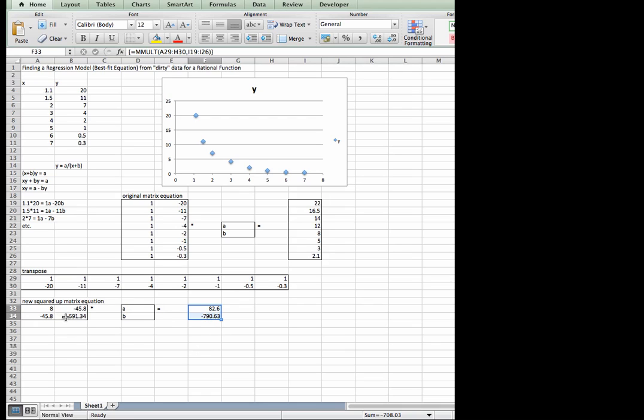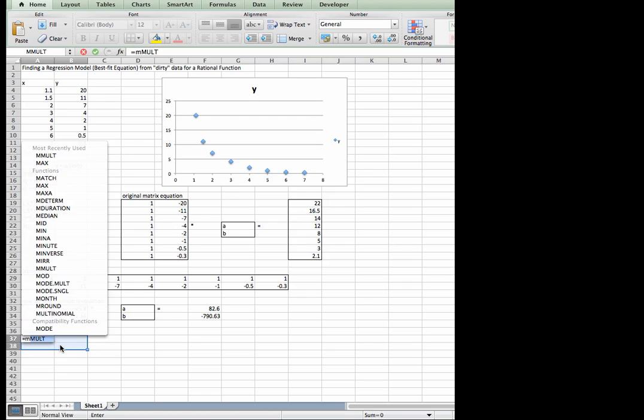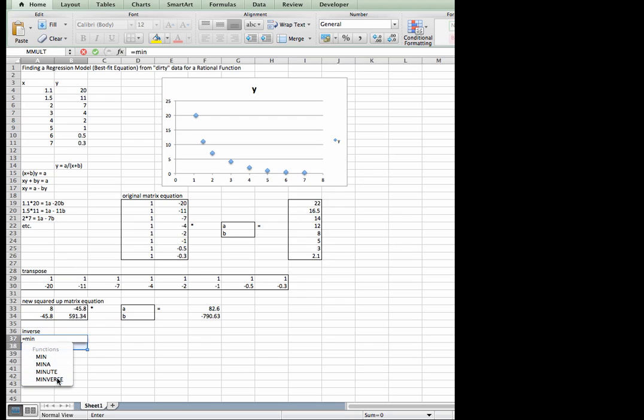All right, now that it's all squared up, we're ready to solve. But before we can do that, we need to find the inverse of this new squared up coefficient matrix. Since it's 2 by 2, the inverse will also be 2 by 2. Equals inverse, the matrix inverse of this coefficient matrix. So we hit Shift Control Enter. There's the inverse. Okay, this is the key.